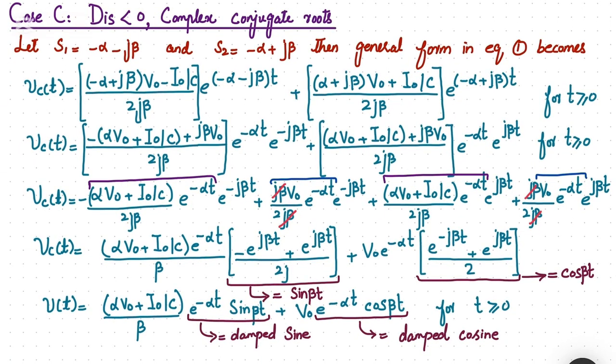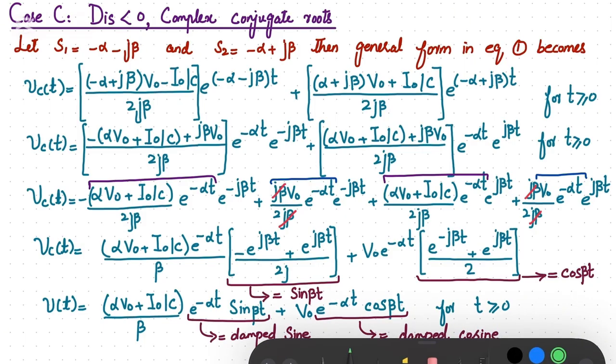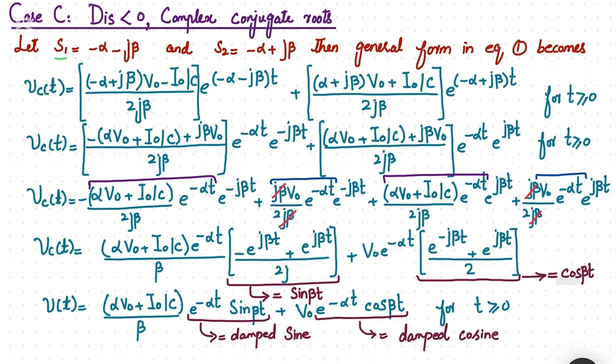This is the case when the roots are complex conjugates of each other. Let's say we represent our two roots as s1 equal to minus alpha minus j beta and s2 as minus alpha plus j beta, where minus alpha is the real part of the root and beta represents the imaginary part of the root. When we insert these values of s1 and s2 in equation 1, which was the general response of the series RLC circuit for the zero input case, our result would be this equation.